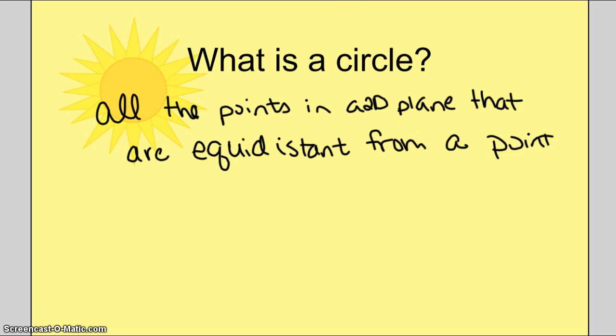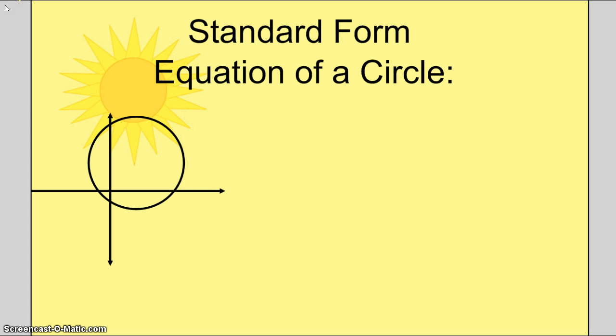So we could even say more specifically what kind of point they have to be equidistant from. That is the center. Because there is no middle of a circle, there is a center of the circle. So what we're going to do is give you the standard form equation of a circle.